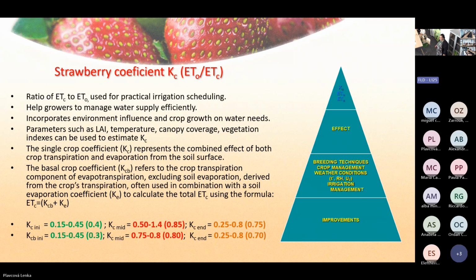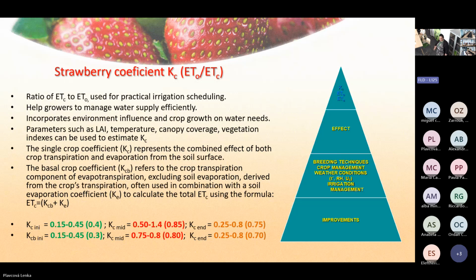The crop coefficient is normally the ratio of crop evapotranspiration and reference evapotranspiration, and identifies the crop that we are using. It depends on a lot of things, like breeding techniques. I mean, one cultivar is not the same as other cultivars. Management techniques too: the crop coefficient is not the same with mulch or without mulch. Also weather conditions, and the calculation of reference evapotranspiration, which I took into account when I was looking for the papers.